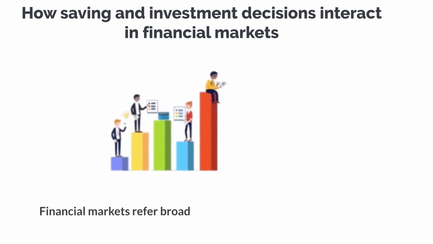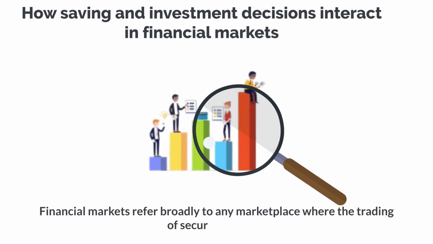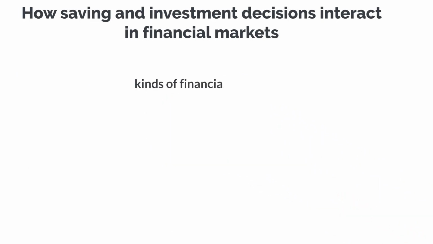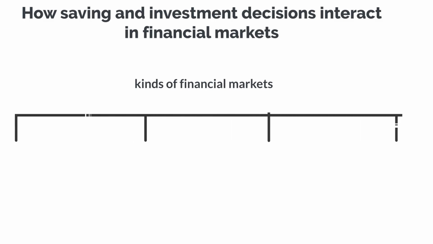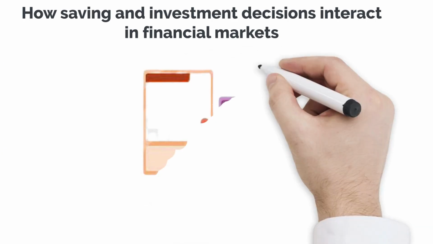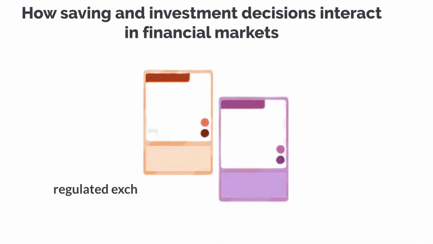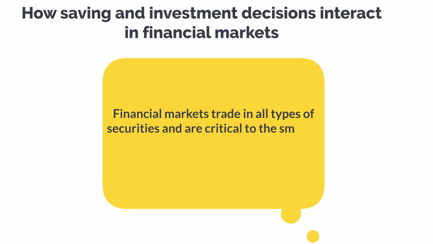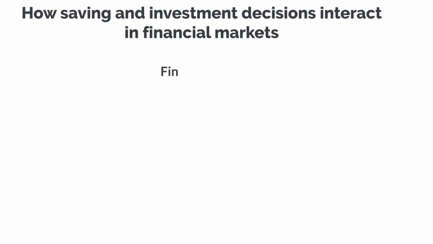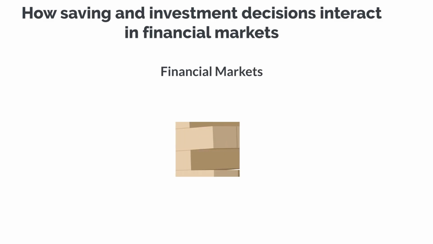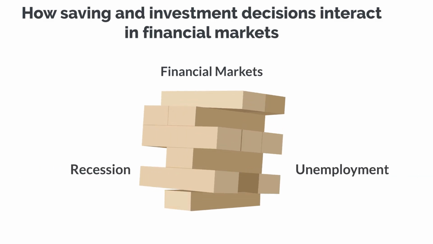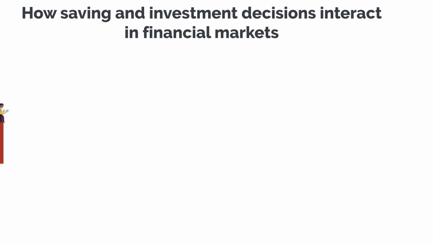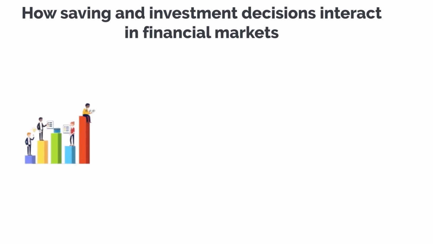Financial markets refer broadly to any marketplace where the trading of securities occurs. There are many kinds of financial markets, including but not limited to forex, money, stock, and bond markets. These markets may include assets or securities that are either listed on regulated exchanges or else trade over the counter, OTC. Financial markets trade in all types of securities and are critical to the smooth operation of a capitalist society. When financial markets fail, economic disruption, including recession and unemployment, can result. The markets function as places where the orderly exchange of financial instruments occurs.